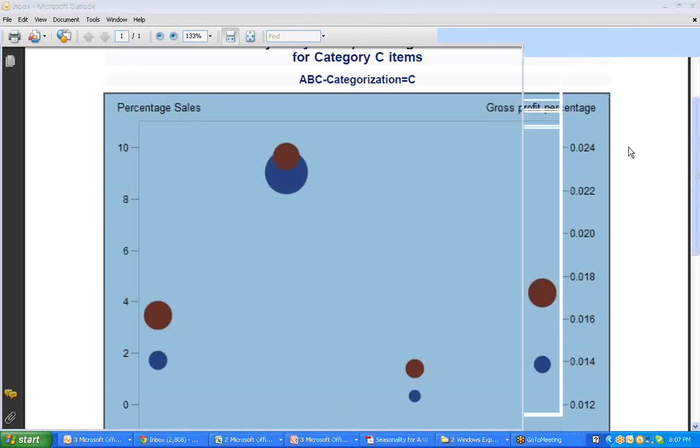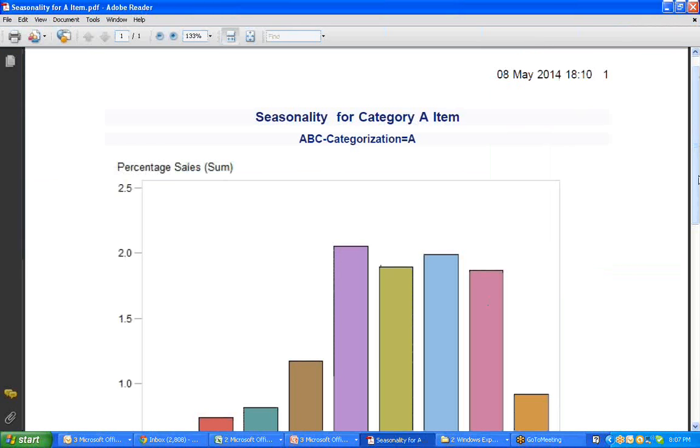So, and this is the graph for the seasonality which has been indicated.